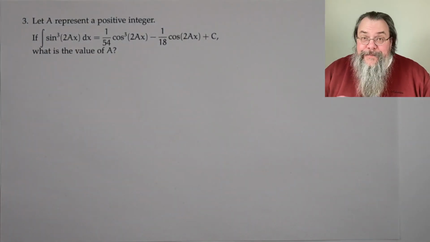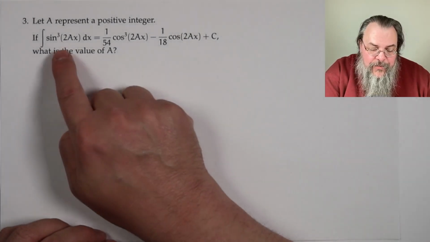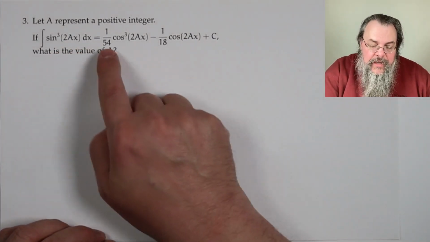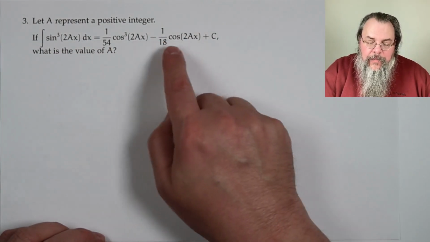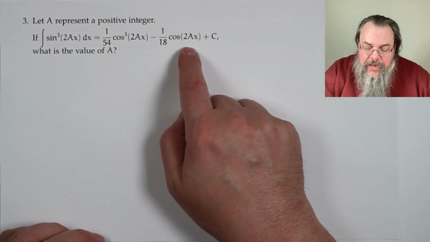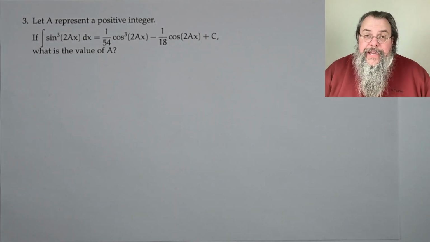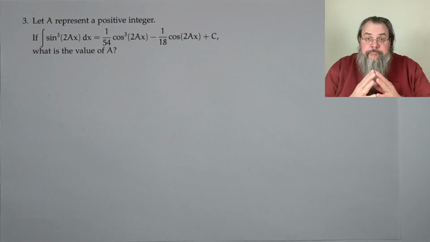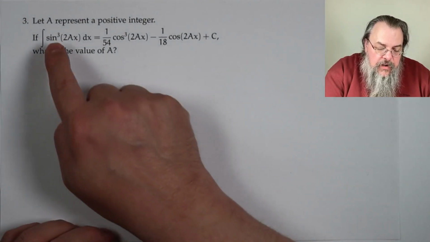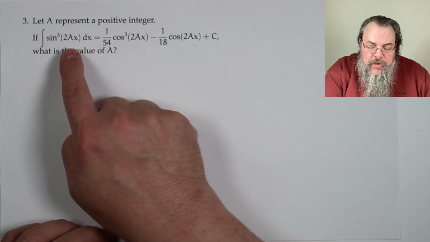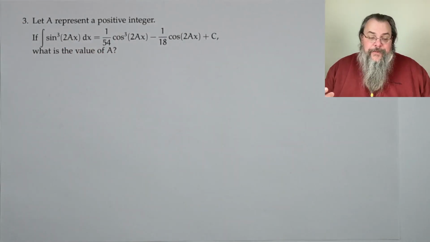Let a represent a positive integer. If the integral of sine cubed of 2ax dx is 1 over 54 cosine cubed of 2ax minus 1 over 18 cosine of 2ax plus a c, what is the value of a? Okay, well, what can we do? Well, let's integrate, and then let's compare the integral to what we have. And then we should be able to figure it out.